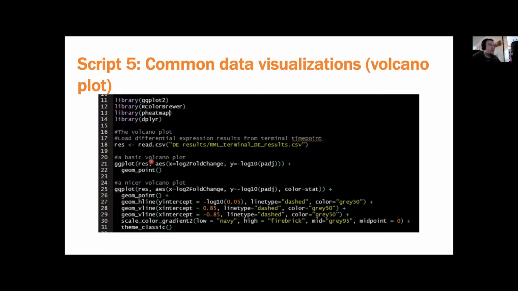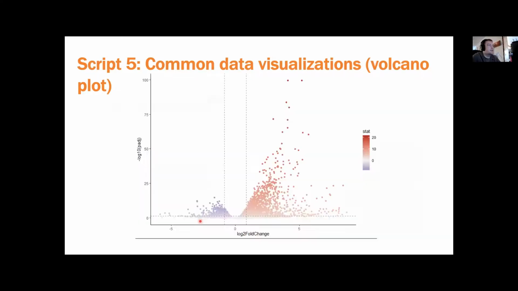So here I'm showing an example. We're using the results file from a terminal time point. To make a basic plot, all you really need to do with ggplot is just plot the fold change on the x-axis and negative log 10 p-value on the y-axis. And I've also shown an example of how to make the plot look a little bit prettier by changing some of the settings. And this is basically what it looks like.